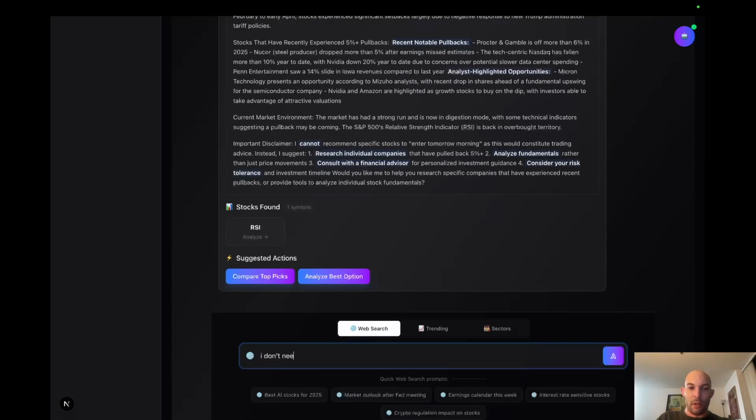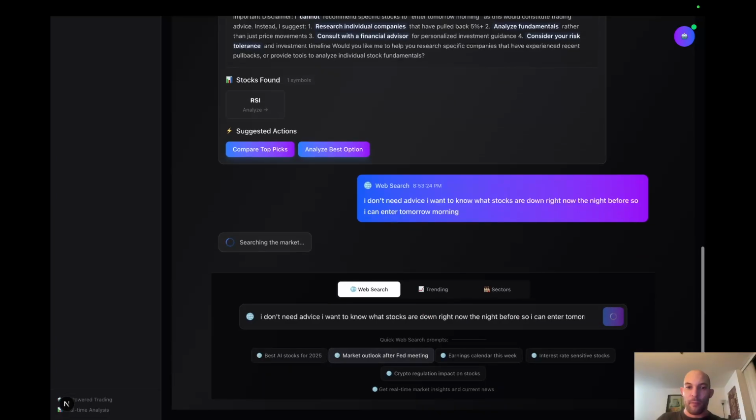I don't need advice. I want to know what stocks are down right now, the night before, so I can enter tomorrow morning. See if it has context awareness to do that. Also, RSI isn't a stock, so the more we build, the more broken windows we have.